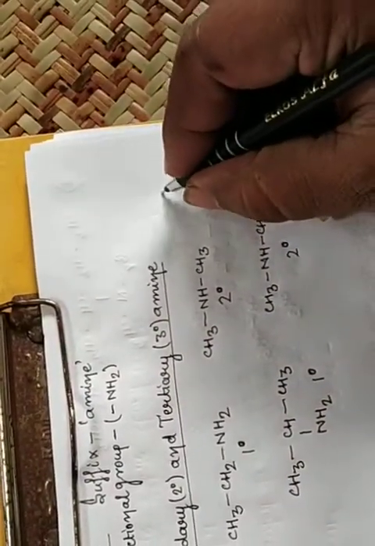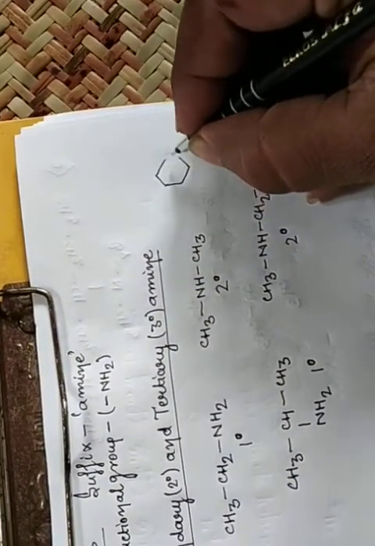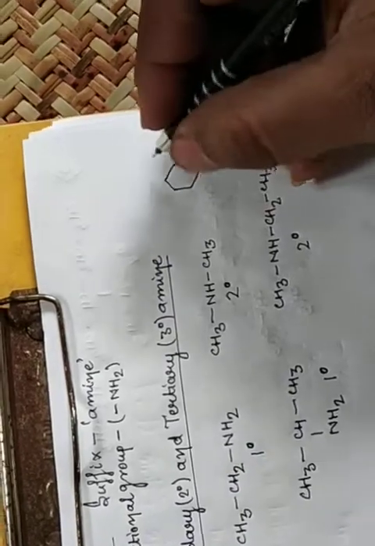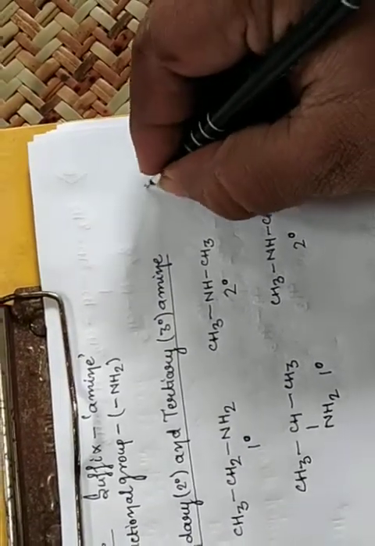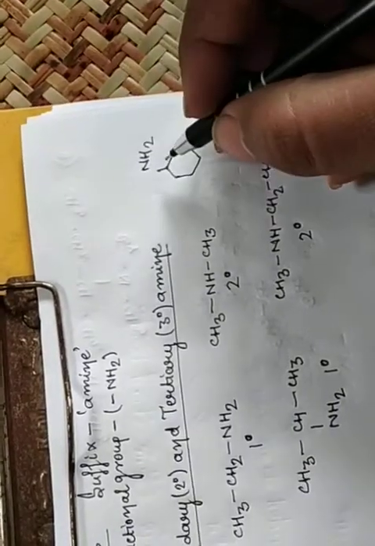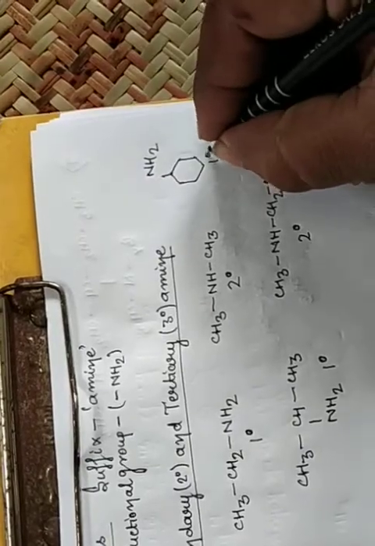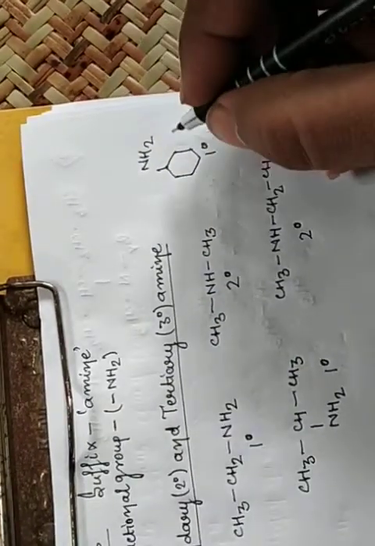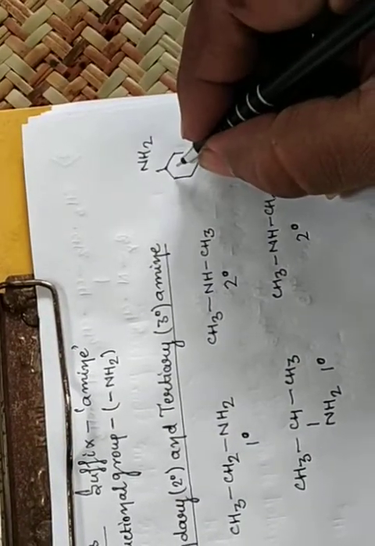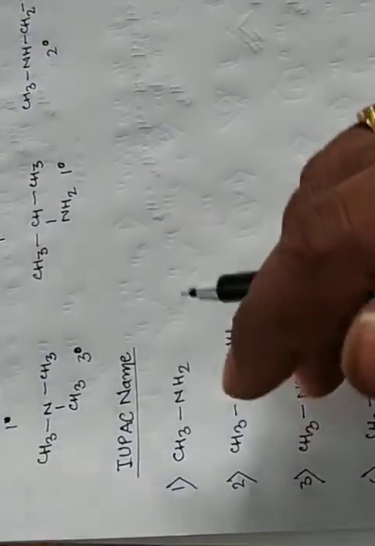Now suppose you have a cyclohexane ring with an NH2 group. Is this 1 degree or 2 degree? It is 1 degree, because nitrogen is attached to only one carbon. Now suppose there is a benzene ring with NH2. This is also a 1 degree amine. Clear? Okay. Now the IUPAC name.